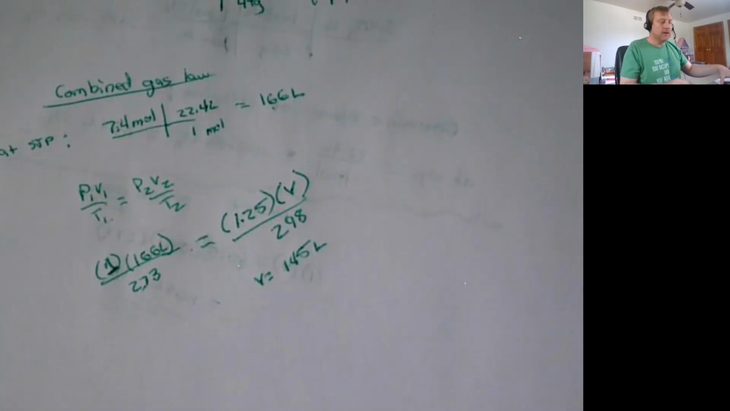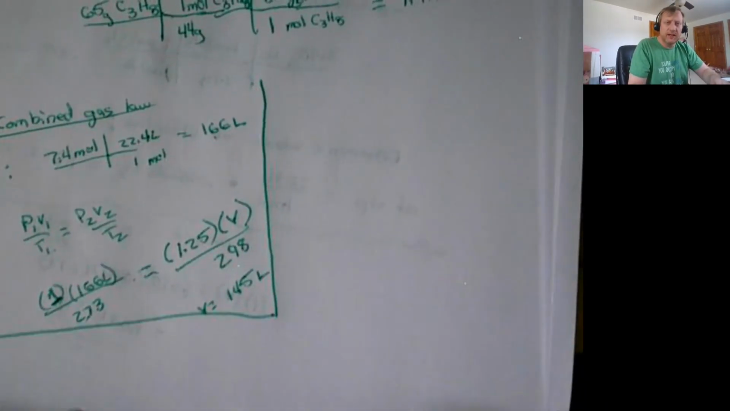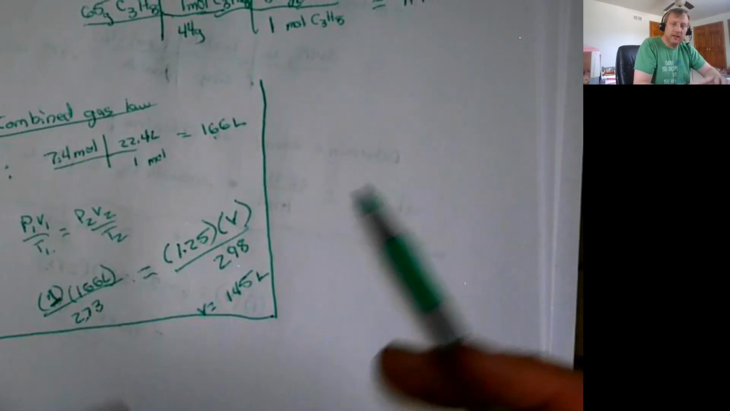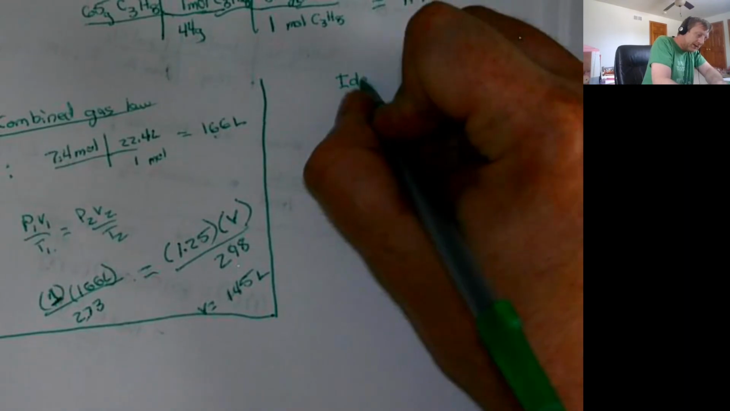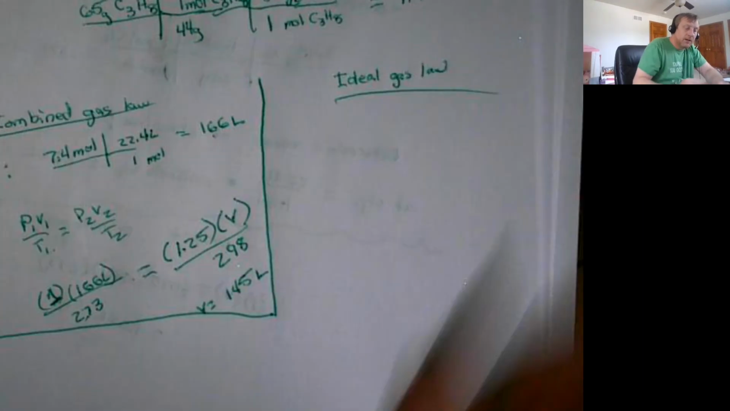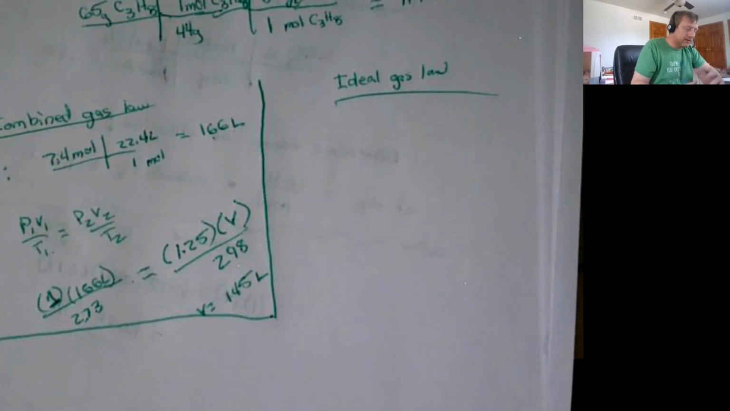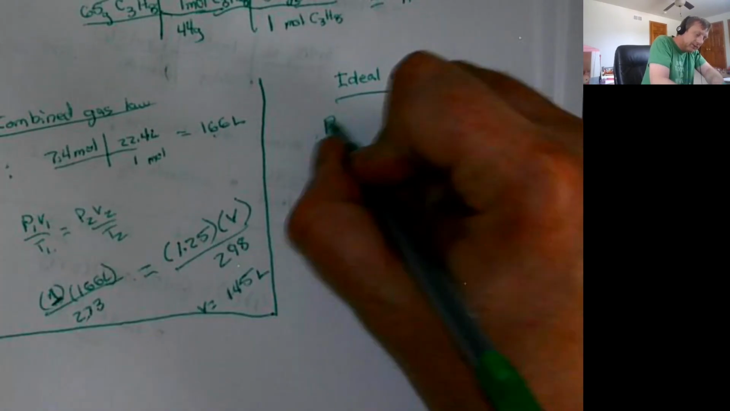Okay. So that's one way of solving this problem. That will work all the time, using that 22.4 liter conversion and then using the combined gas law to convert that into whatever set of conditions you're given in the problem. The other way that works is using the ideal gas law, and once again, this should give us exactly the same answer. Let's just verify that everything is consistent. So the ideal gas law: PV equals nRT.